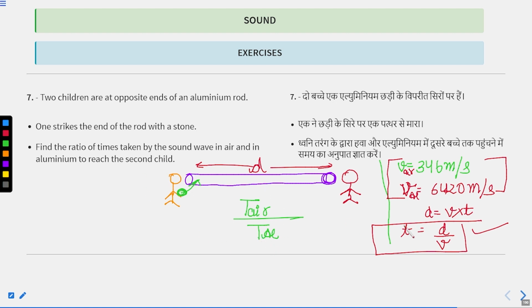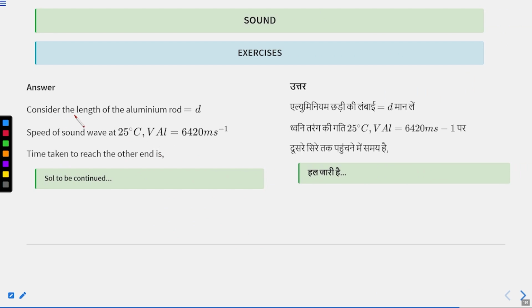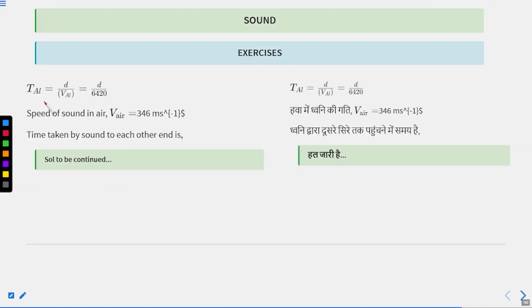I hope the approach is clear to everyone. So let's consider the length of the aluminum rod as d. Now the speed of sound wave in aluminum is 6420 meter per second, and we know that velocity or speed is equal to distance divided by time, or time is equal to distance divided by speed. So we can calculate the time in aluminum, which is distance d divided by velocity in aluminum, which is 6420. Now we know that the speed of sound in air is 346 meter per second.